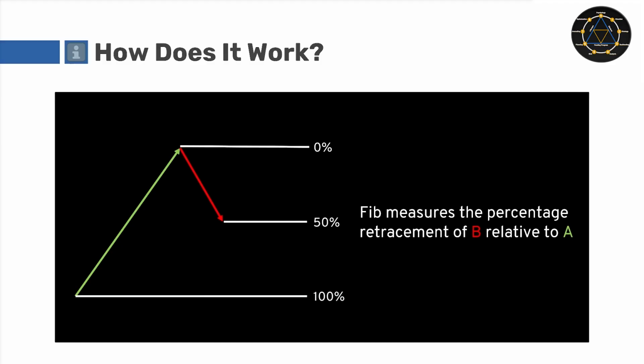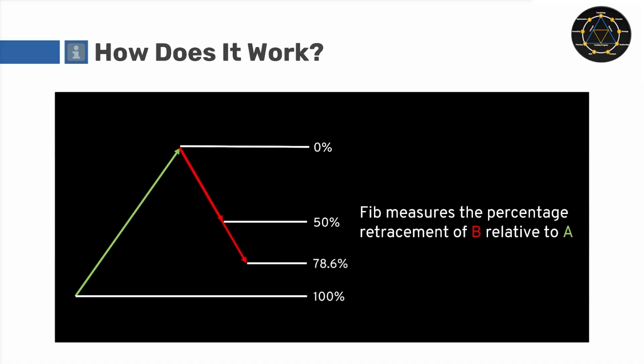Now, if this was the other way around and it was a short setup, so a bearish market, then of course it would be flipped around. So 100 would be at the top, 0 would be at the bottom, and if it went up halfway of that downwards move, it would be a 50% retracement of that move. So all this stuff you can flip upside down for the other side.